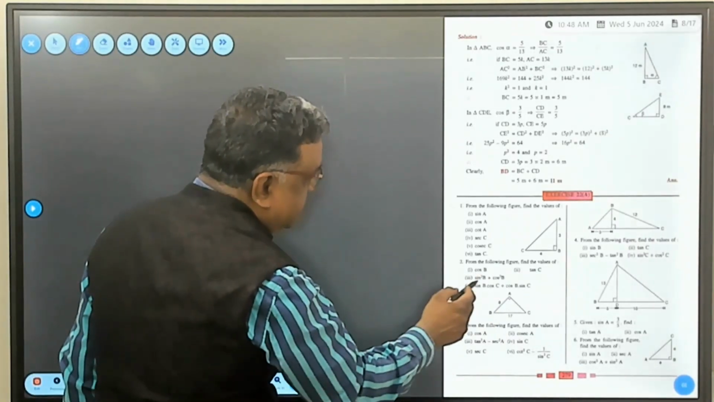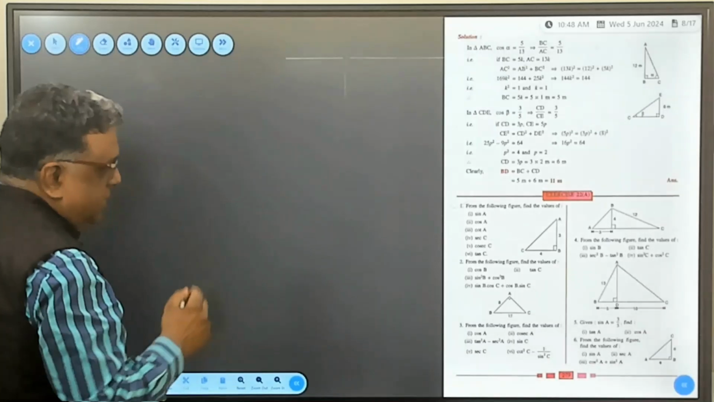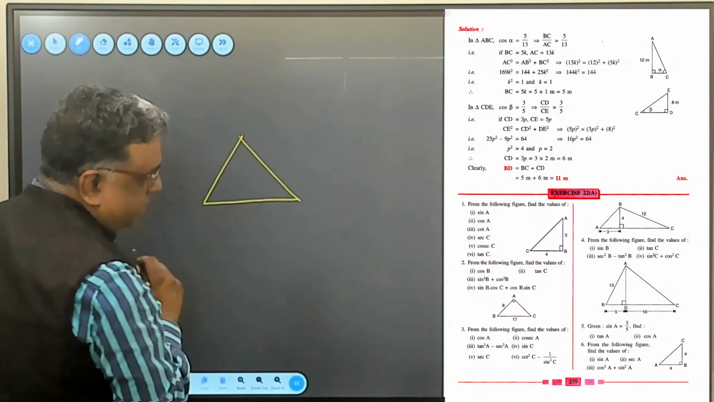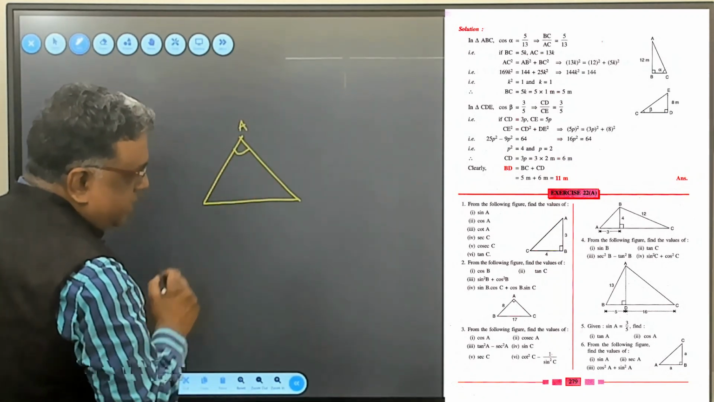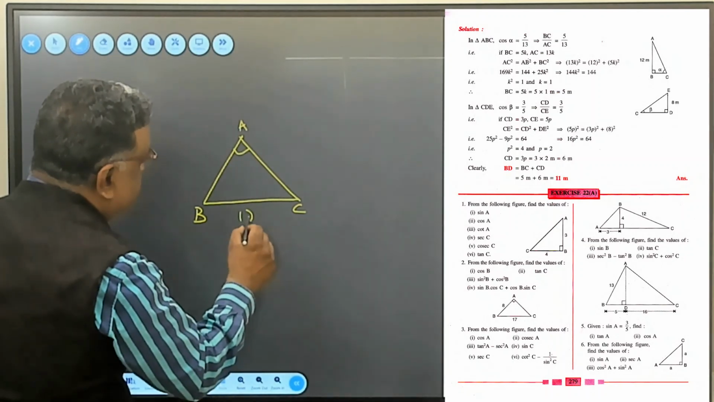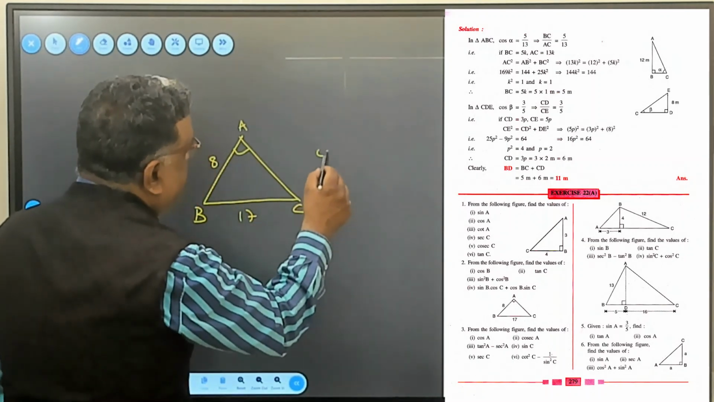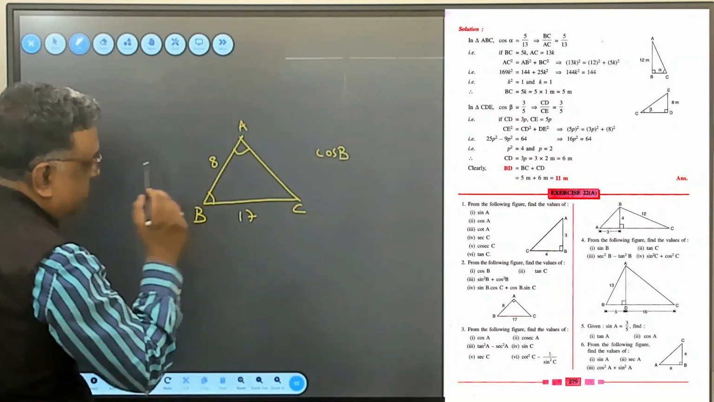cos B, tan C, sin square B plus cos square B, sin B cos C plus cos B sin C. So we have been given a triangle like this. This is 90 degrees. This is B. This is C. This is 17. This is 8. And first we have to find cos B. So cos of which angle? I have to find cos of angle B.